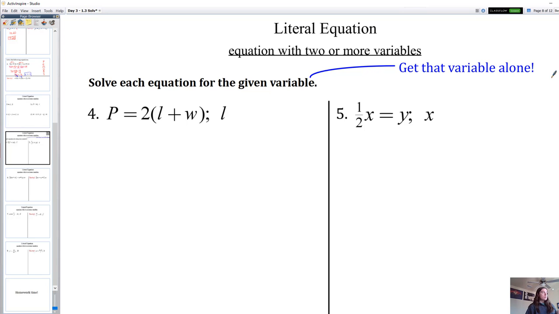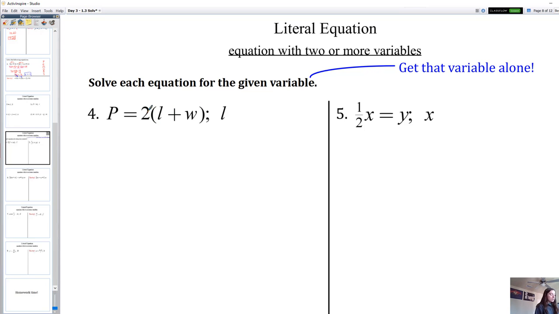So, in this first example, we have P equals 2 times the quantity L plus W. And we're trying to solve for L. That's what this means right here. This is the variable that we're solving for. Now when we're solving for a variable, the goal is just to get that variable by itself. So I have this L that's trapped inside the parentheses.